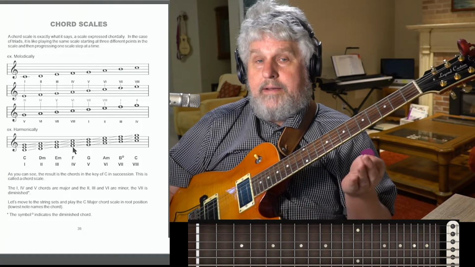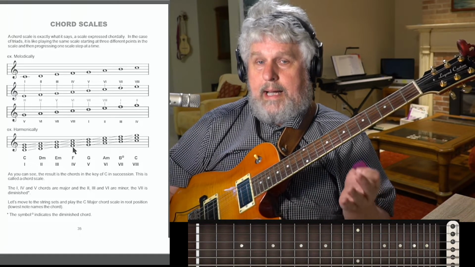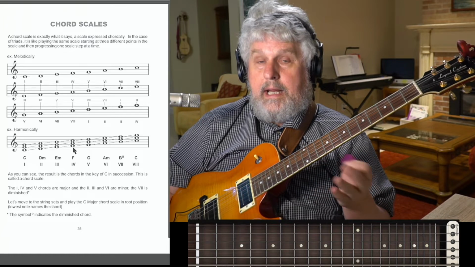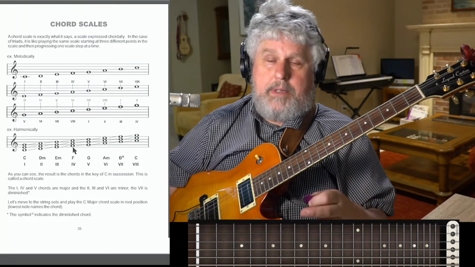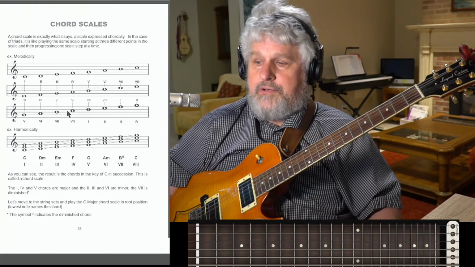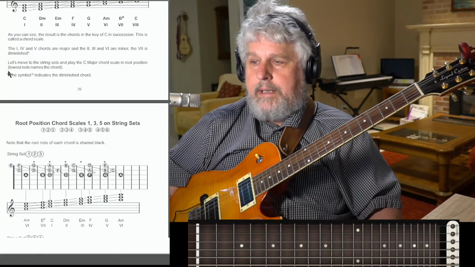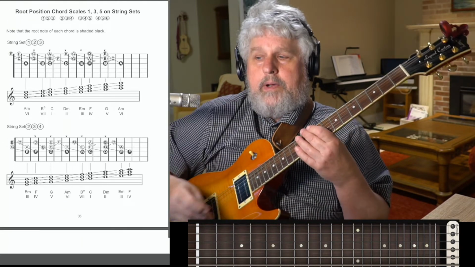If you take away the letter names, those same chords will happen in every major key. They would always happen major, minor, minor, major, major, minor, diminished, and then back to major. Okay, now we're going to split it up into string sets so that you can learn this on the fretboard.